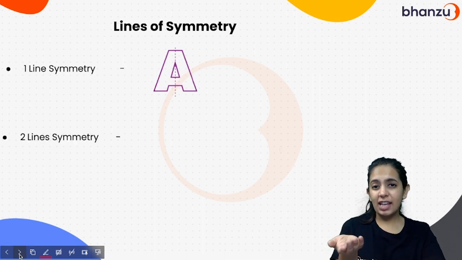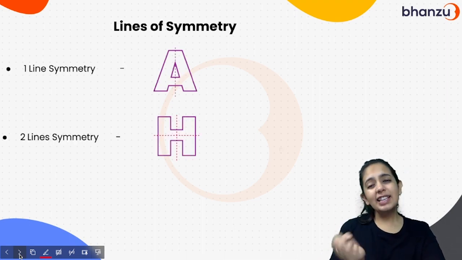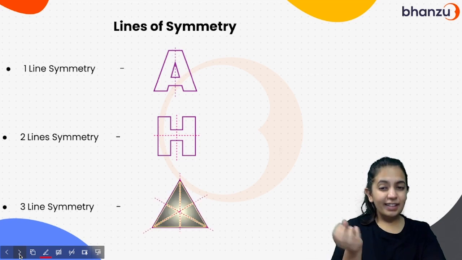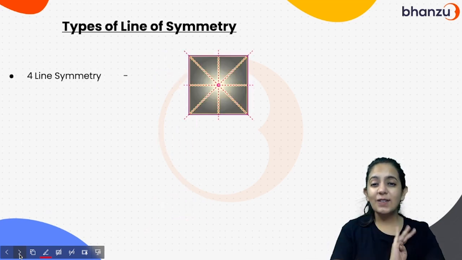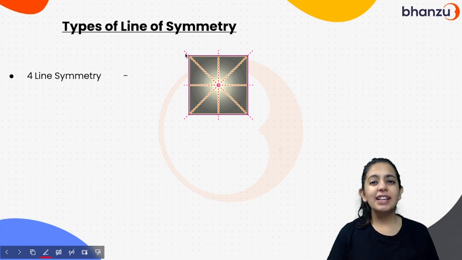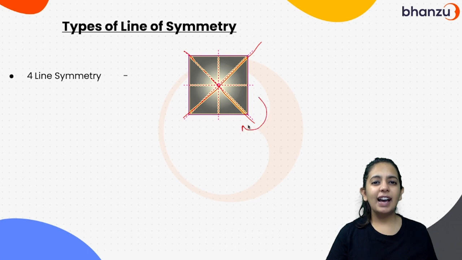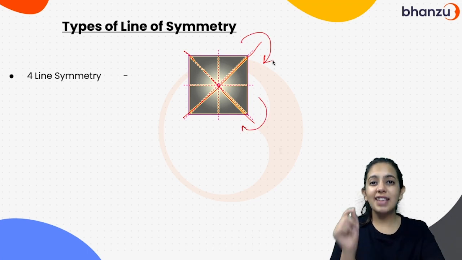Okay, we have seen that in case of alphabet A, there's just one line of symmetry. In case of alphabet H, there are two lines of symmetry. In case of an equilateral triangle, there are three lines of symmetry. Now, in case of a square, there are four lines of symmetry. Yes, you can fold it in this way as well. Still, you will see that they are overlapping each other exactly.